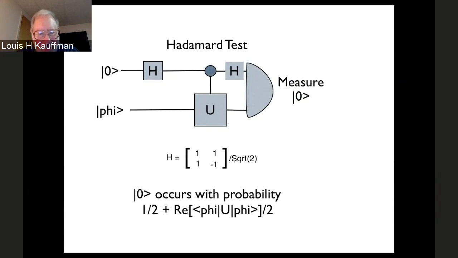And phi u phi, of course, is a diagonal element of u if phi was one of the basis elements. That's like u_ii. And so you're getting the real part of one of the diagonal elements of the matrix by doing a lot of observations and getting the average. And by tweaking it a little bit, you can also get the imaginary part. So you have to do many, many measurements, and then you can get the single diagonal element that you're after. And then you have to do it for each basis element. And after all that work, you can get the trace.